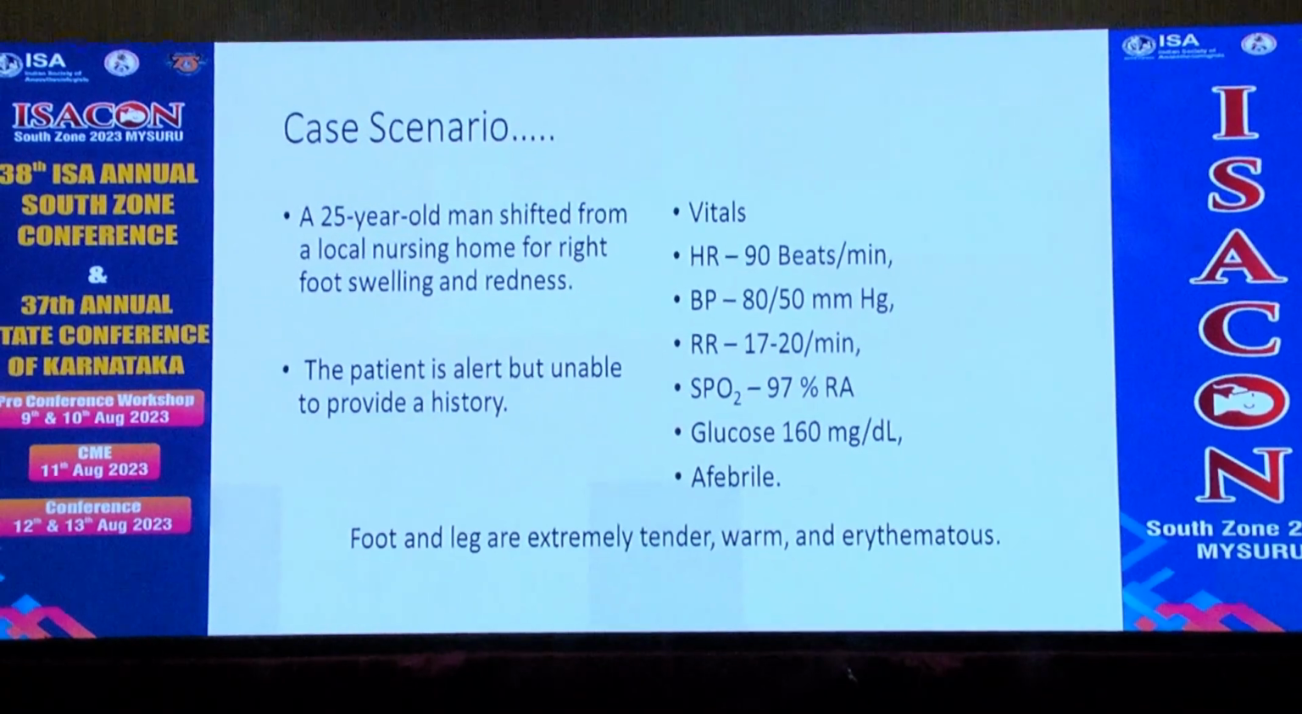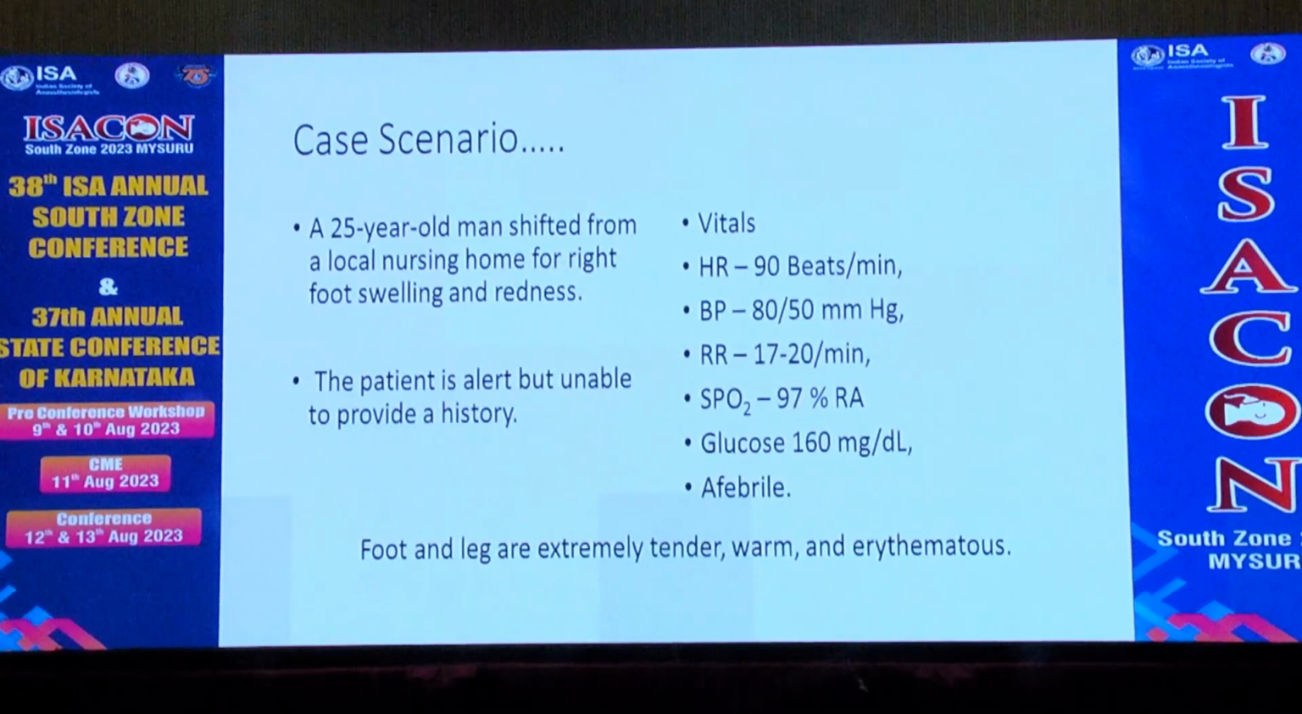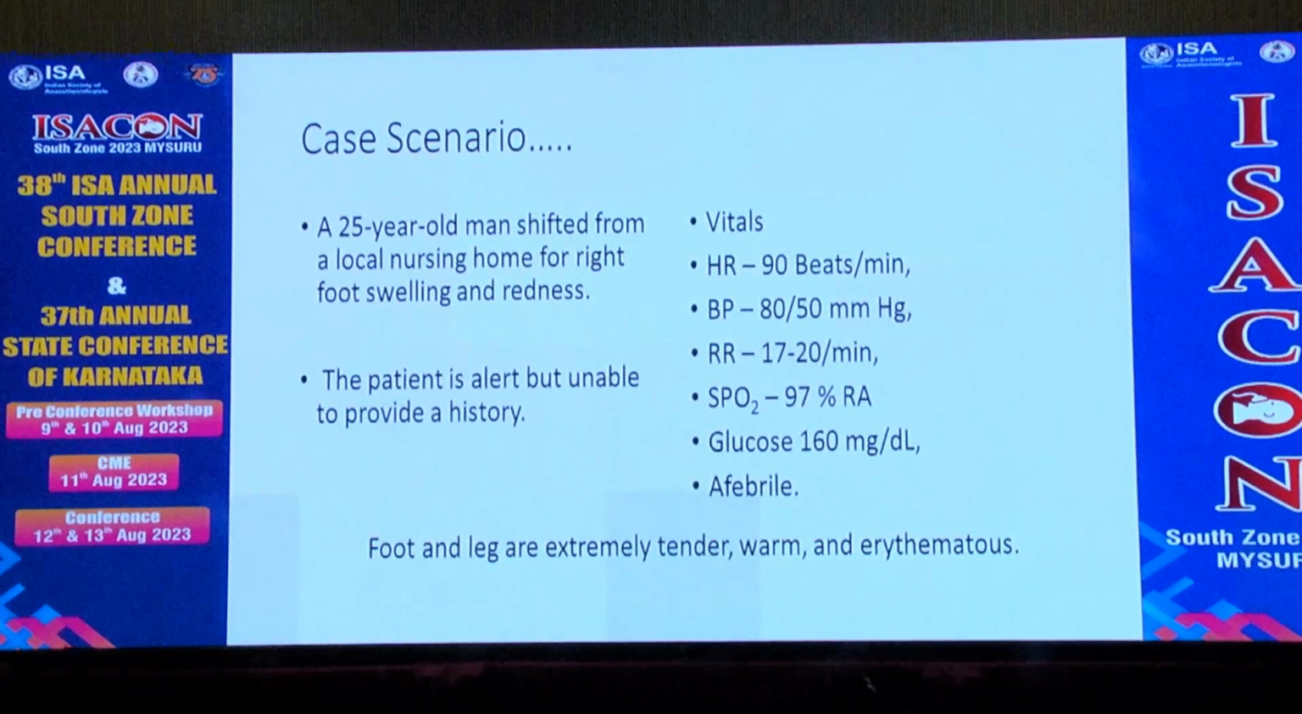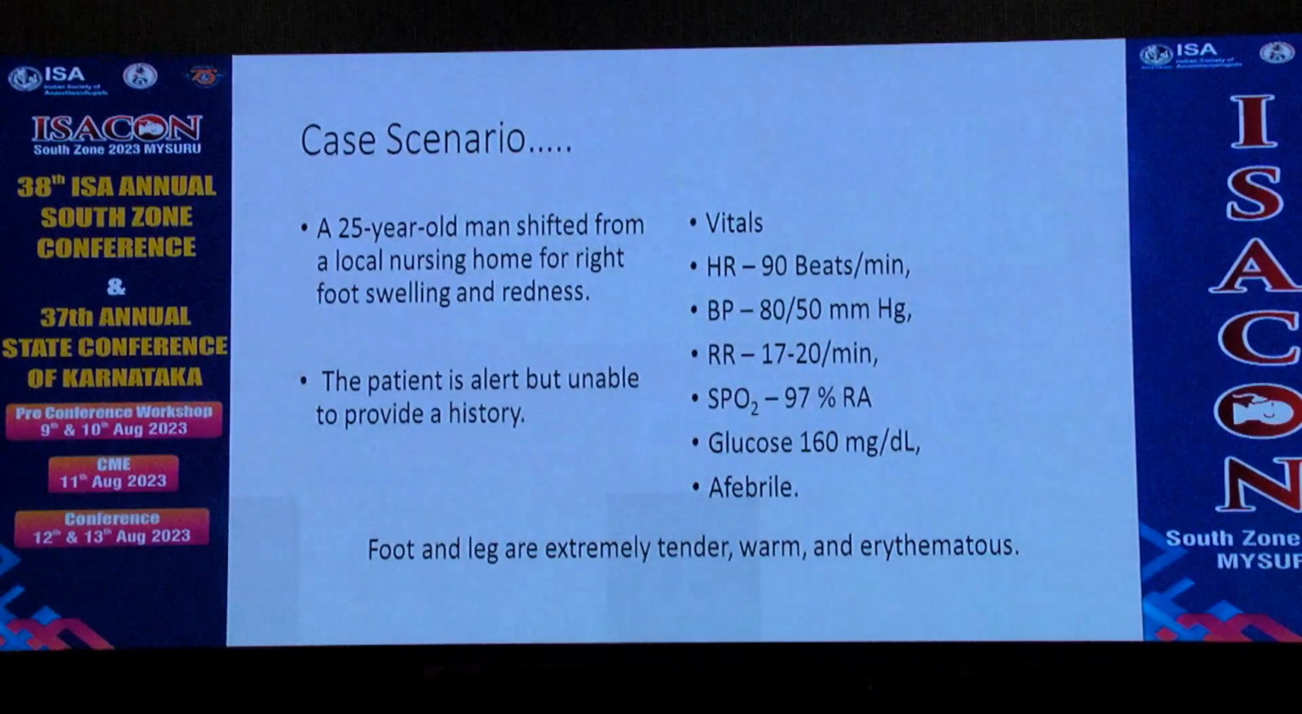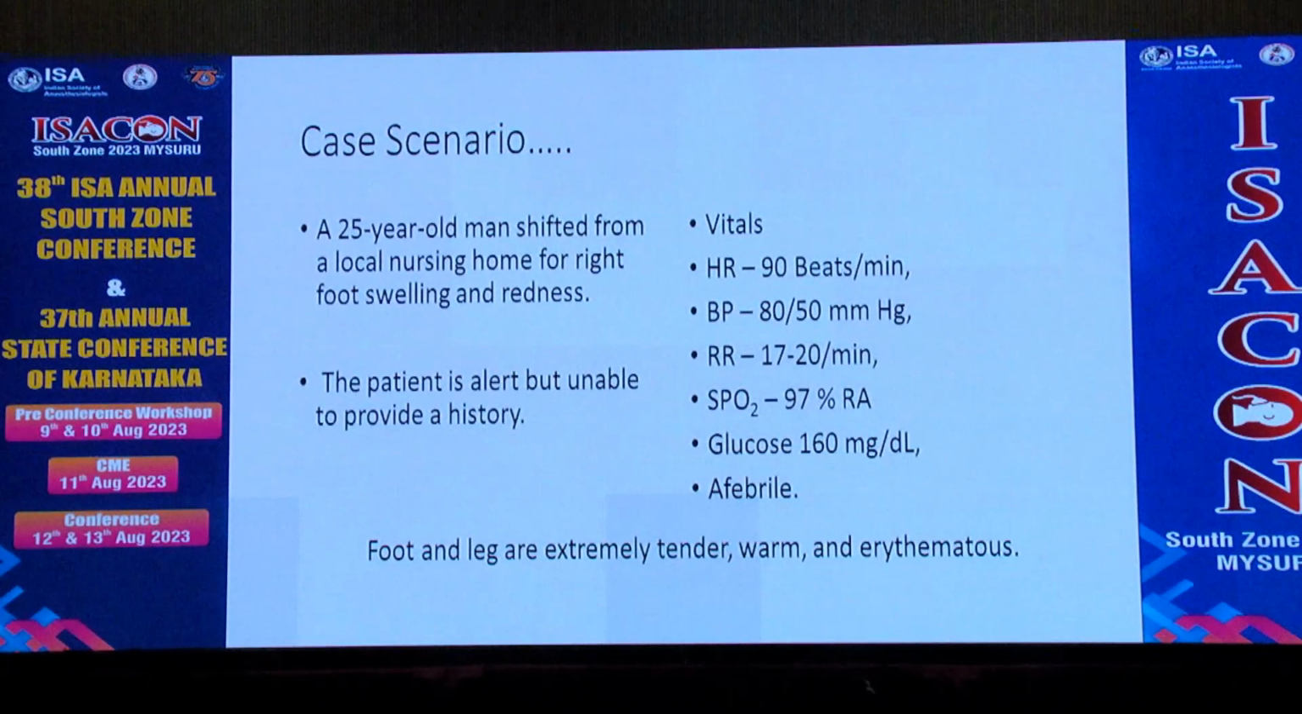His vitals appear to be, say, heart rate around 90, BP around 80/50, respiratory rate around 17 to 20, and he is maintaining saturation in room air with a GRBS of 160, and he is afebrile. But he is conscious, but he is not able to give a proper history or communicate properly. So what do you want to label him?